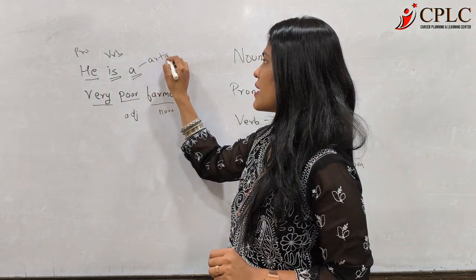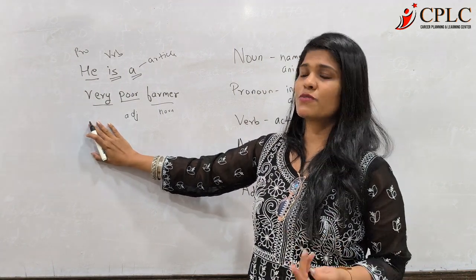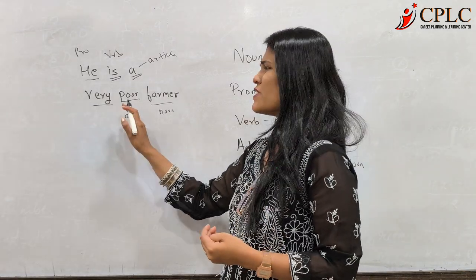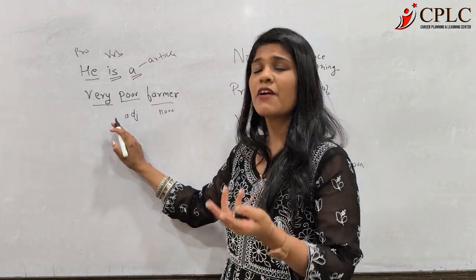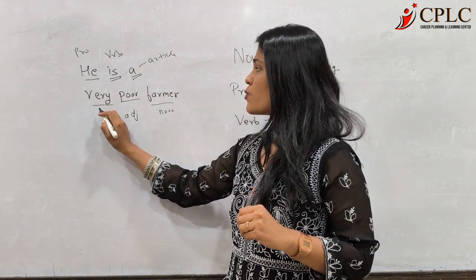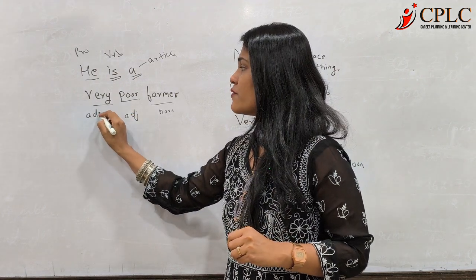That's an article. We'll come to that later. What is very? Very is giving more information about what? Poor farmer. We know the farmer is poor, but how poor? Very poor. So very tells you how poor he is, right? So very is giving you more information about poor. So very is an adverb.